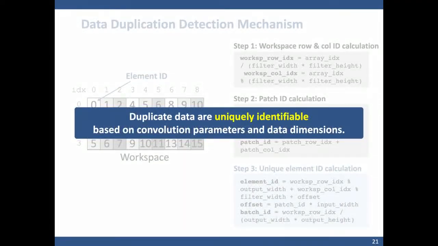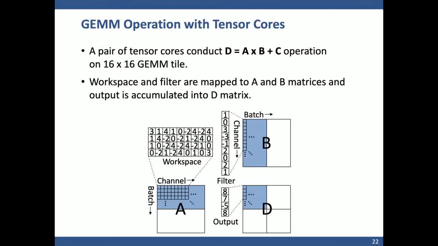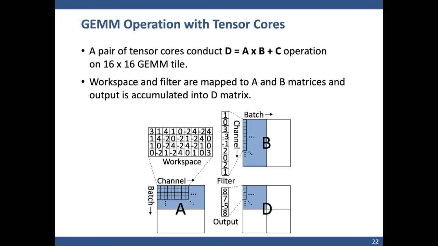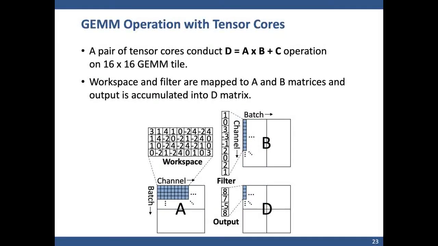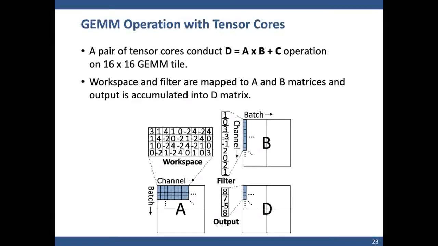Through this detection mechanism, duplicate data are uniquely identifiable based on convolution parameters and data dimensions. Tensor cores conduct GEMM operation on 16 by 16 tile, which can be written as D equals A times B plus C. Workspace and filter are mapped to A and B matrices respectively, and output is accumulated into D matrix.